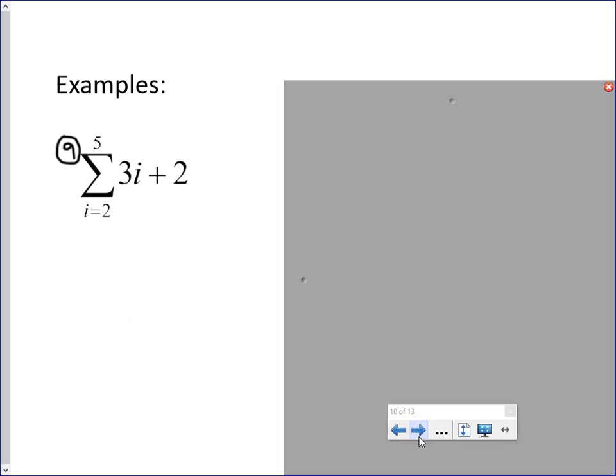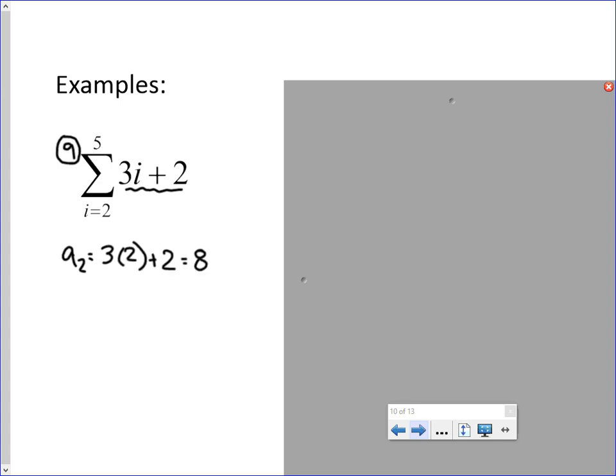Number 9. The sum of the second to fifth terms for the sequence 3i plus 2. It's telling me where to start, so the first term I need is the second term. And to find the second term, I use the rule 3i plus 2. 3 times 2 plus 2 is 8.